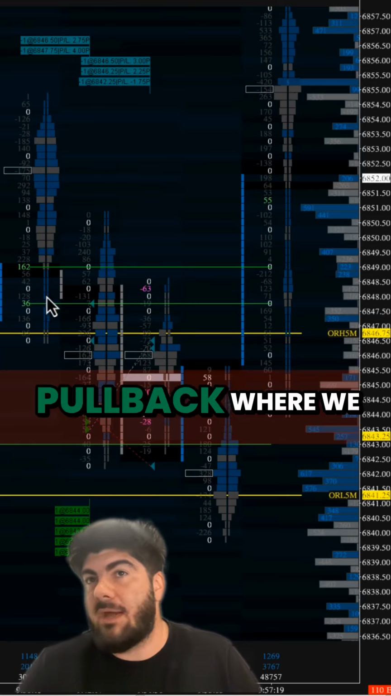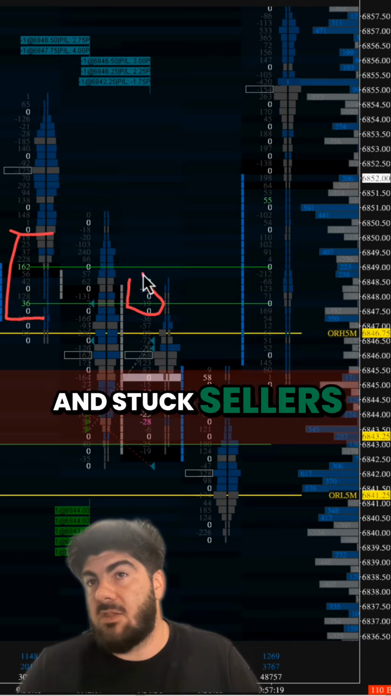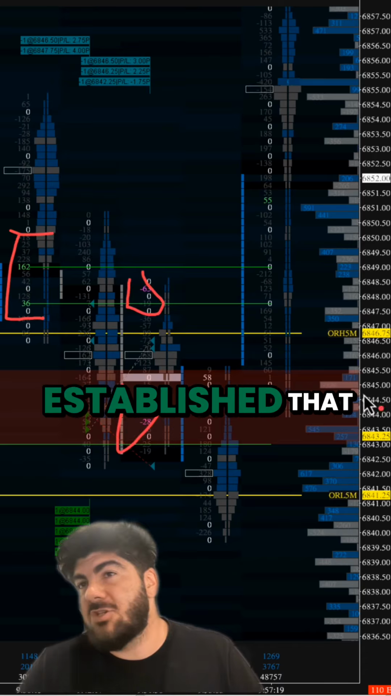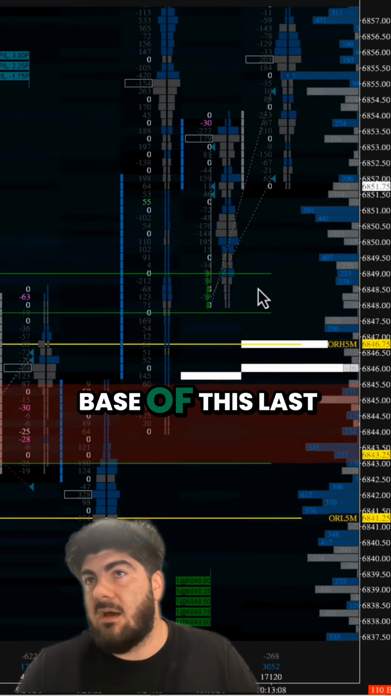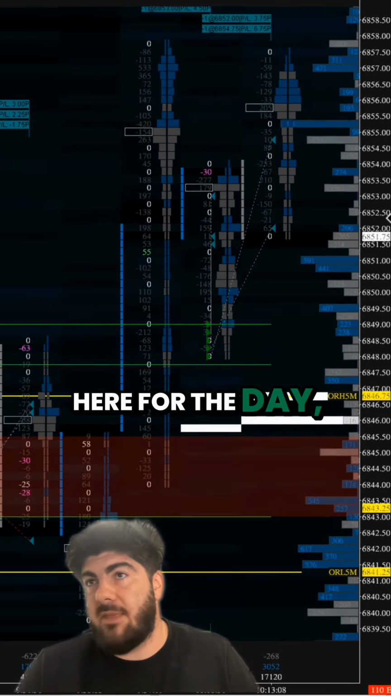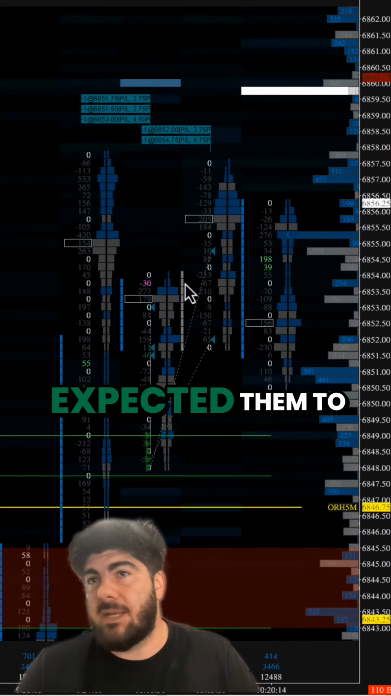So on this pullback where we had prior buying and stuck sellers here and here, I established that 48 to 49 would be a pretty strong support level. And that was the base of this last trade that I did here for the day. I placed the limit orders where I expected them to go.